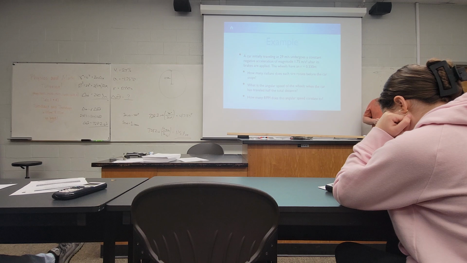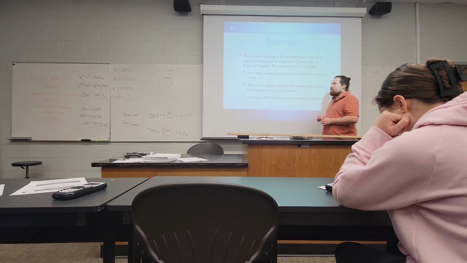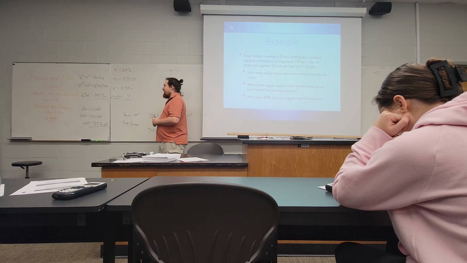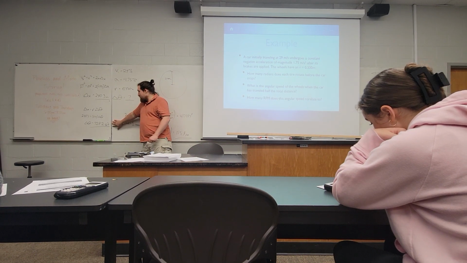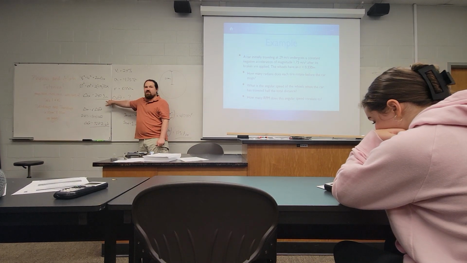Next question. What is the angular speed of the wheels when the car has traveled half of that total distance? Basically, at what speed will everything be moving when the car has halfway driven to its finish point? So when the wheels have spun half of this, or when the car has moved half this distance forwards.